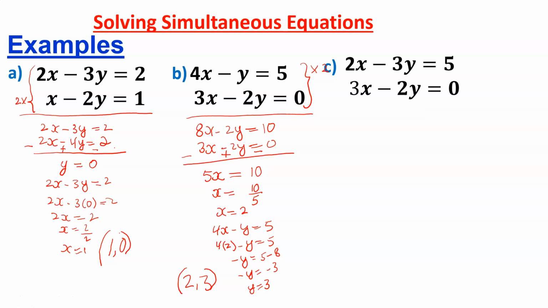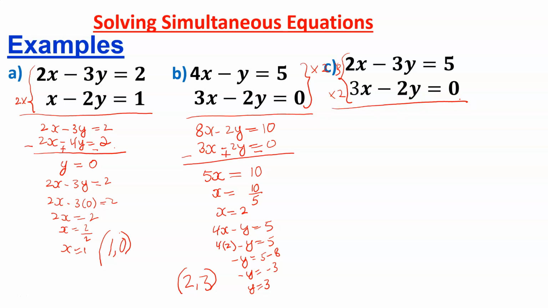Let's make x the same, okay? By times in two numbers. 2 and 3, what's the lowest common multiple of 2 and 3? That's 6. So to get 6, I need to times here by 3, and I need to times here by 2. Underline the whole equation.